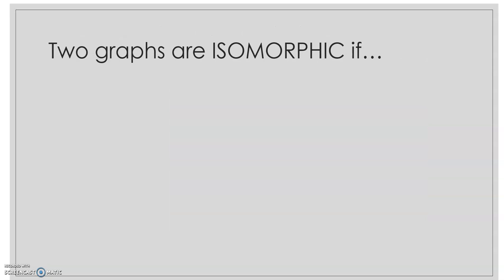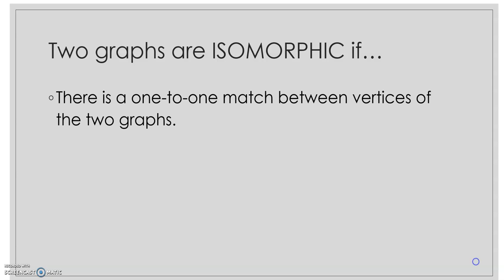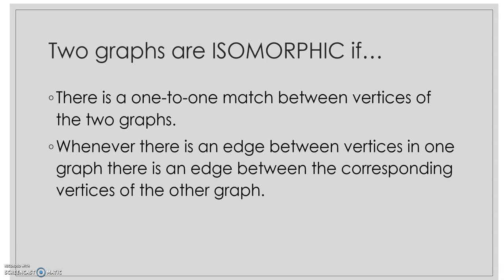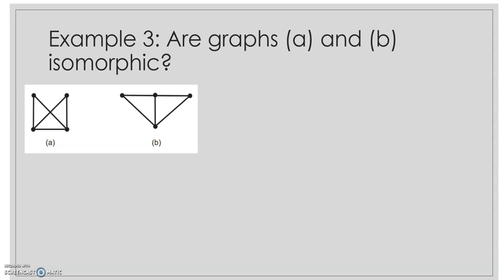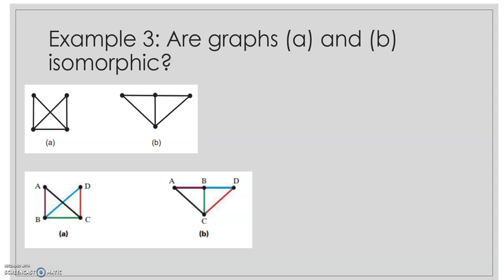Two graphs are isomorphic if there is a one-to-one match between vertices of the two graphs, or whenever there is an edge between vertices in one graph, there's an edge between the corresponding vertices in the other graph. Example 3 asks, are the graphs A and B isomorphic? We can go ahead and label the vertices.